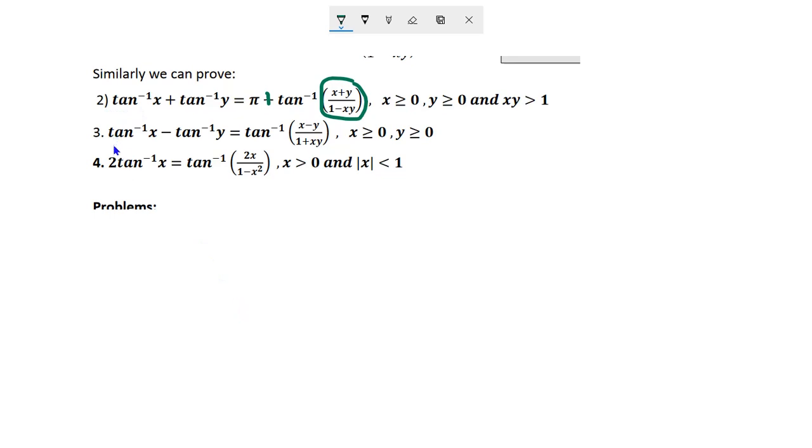Now similarly, tan inverse x minus tan inverse y is equal to tan inverse of x minus y divided by 1 plus xy, where x is greater than or equal to 0, y is greater than or equal to 0, similar to the previous one. And 2 tan inverse x is equal to tan inverse of 2x divided by 1 minus x square, where x is greater than 0 and mod x is less than 1. And you have to remember all these results which will be applied for solving the question. Generally, there will be one 3-mark question based on these formulae.